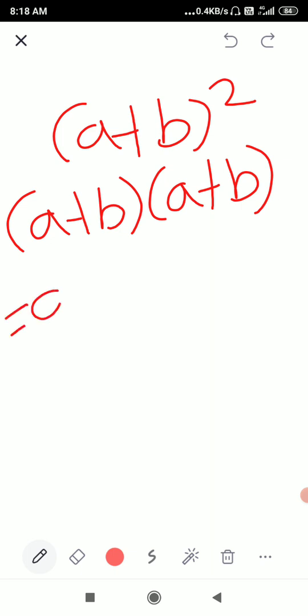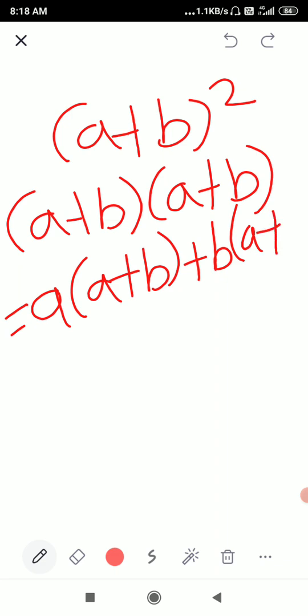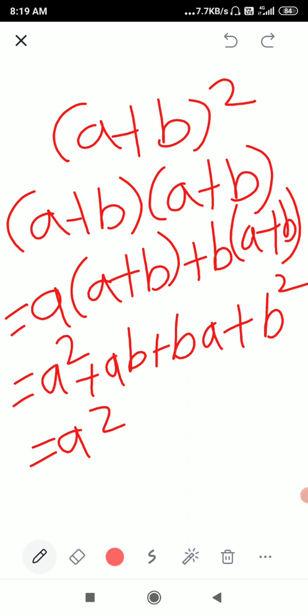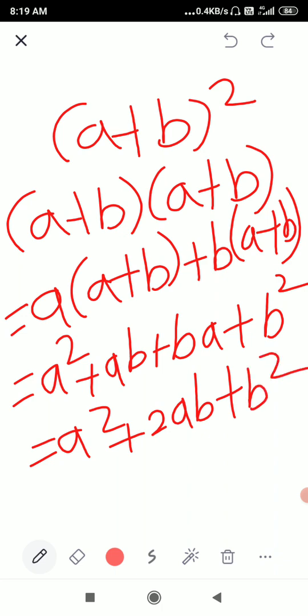Now first with a, this whole bracket multiply a plus b. Now a into a is a square, a into b is ab, plus b into a plus b square. Now a square plus ab plus ab, this is 2ab, plus b square. So by this algebraic expression you can use this formula directly, a plus b bracket square.